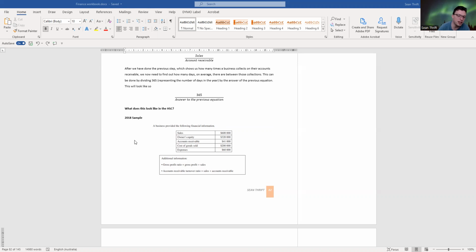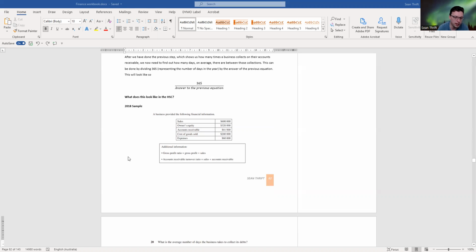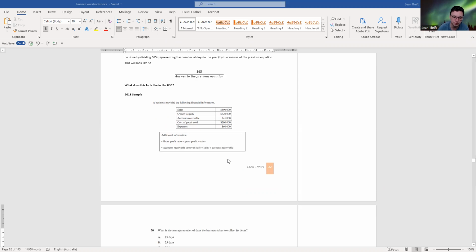You will also see that it gives us a little bit of additional information in the box underneath. Gross profit ratio equals gross profit divided by sales. That's for the question that we could do alternatively to this that we're not looking at. And accounts receivable turnover ratio equals sales divided by accounts receivable. I do want you to note that it gives you half the formula there. And a lot of people are going to be fooled by this. They're going to see sales divided by accounts receivable and think that's the entire answer. When it's not, there is actually a little bit else attached to it, which we will go through.